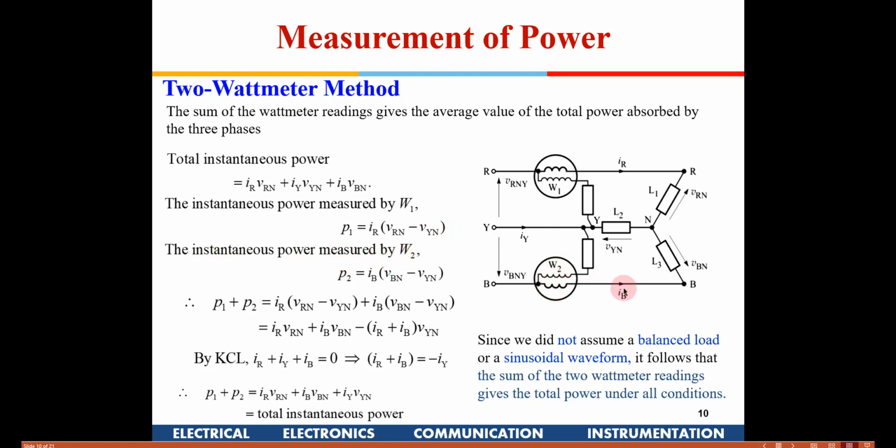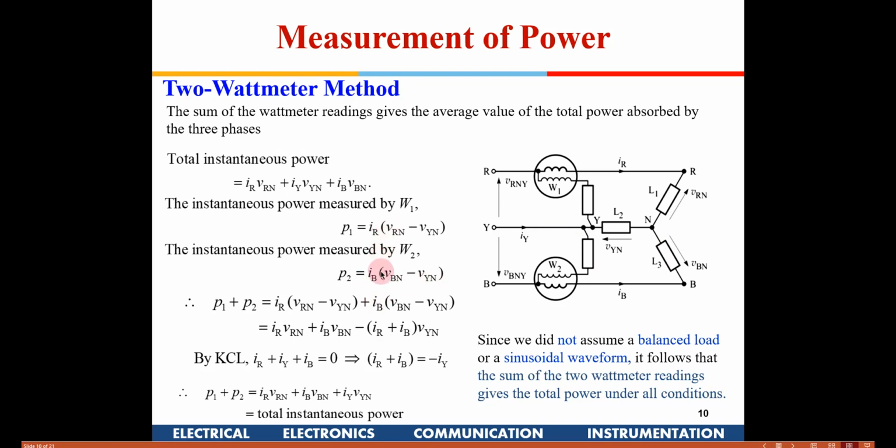Similarly, if I have to find out the power being measured by this wattmeter, this is the current which is flowing here, so IB into what is the voltage? This line voltage is VBN, B with respect to N. And what is this voltage? This is VYN. So I write VBN minus VYN, right?